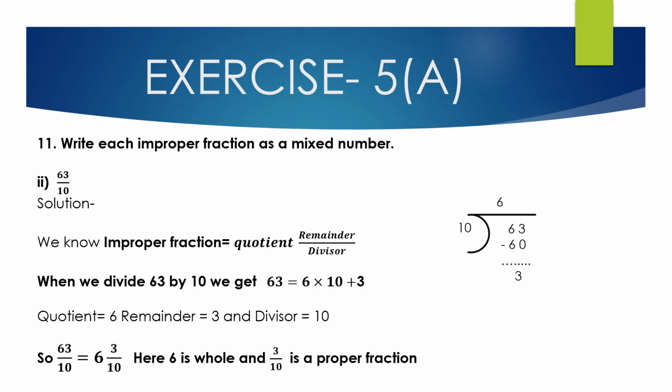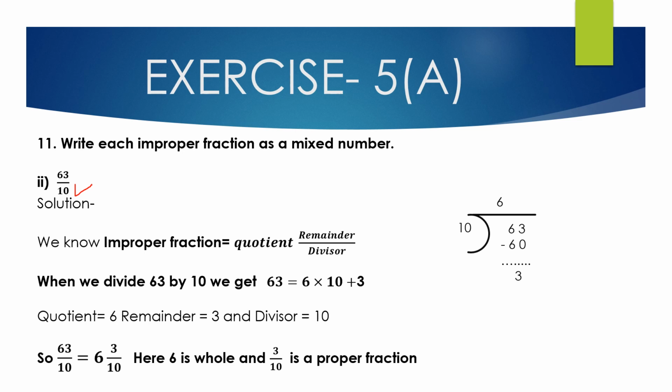Now we solve question number 2, part b. Part b is 63 divided by 10. Here the numerator is 63 and the denominator is 10, and this is an improper fraction, and we have to convert this improper fraction into a mixed fraction.